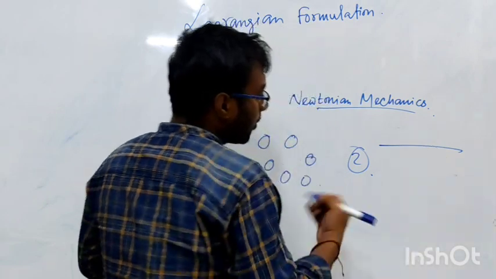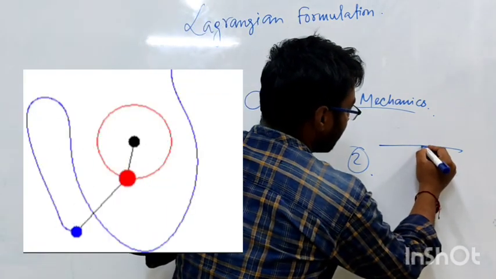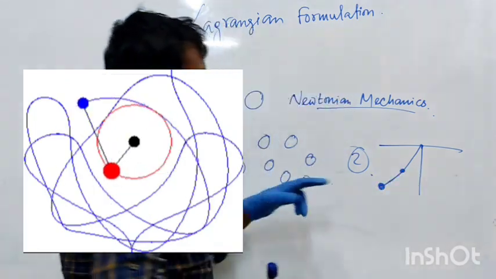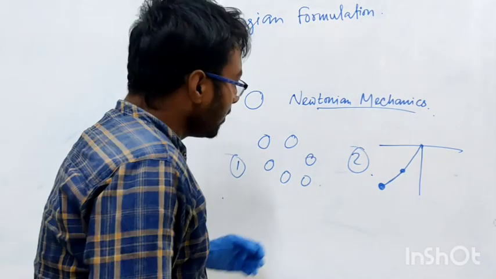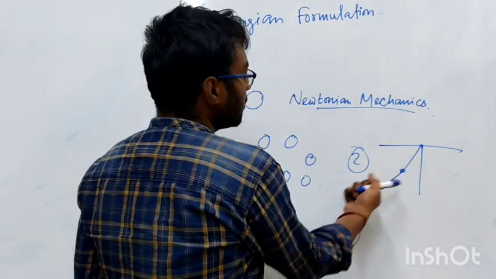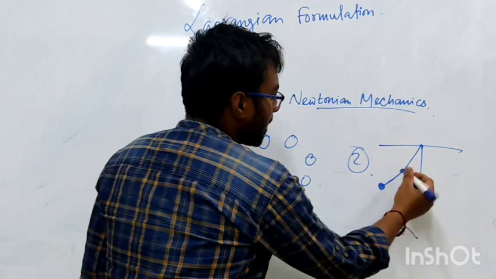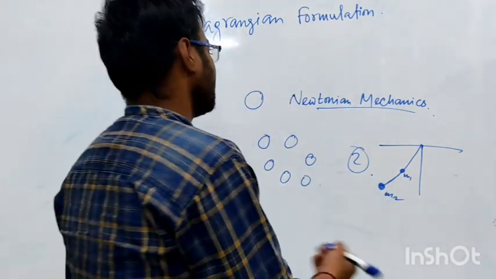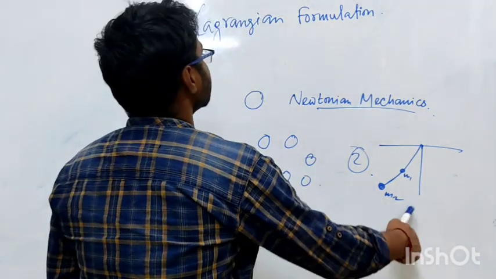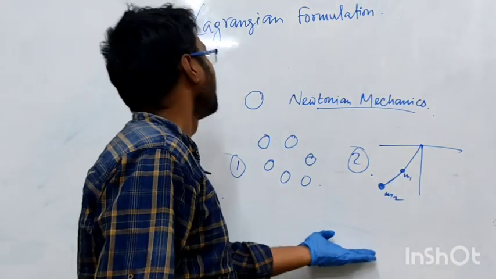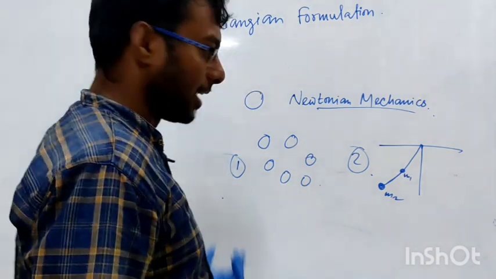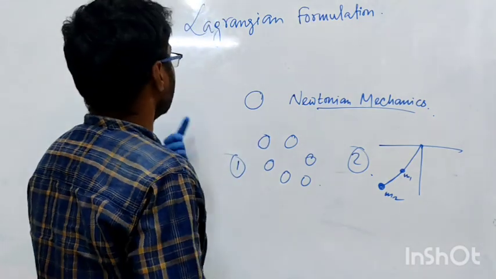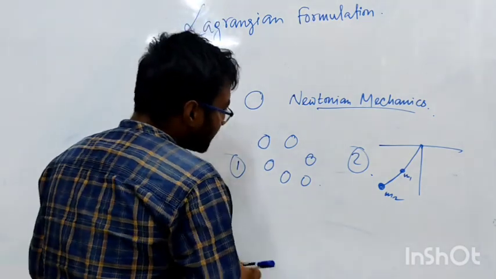We can consider the double pendulum case, one pendulum at rest and another pendulum attached to the end of the first pendulum. If we want to write the equation of motion of these two particles, m1 and m2, using Newtonian mechanics, some complication will be there. To remove this complication or to simplify it, we need Lagrangian dynamics. So this is the basic benefit of the Lagrangian.